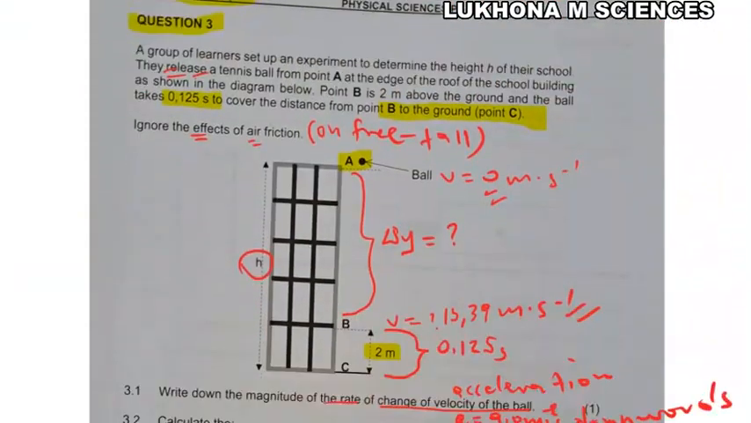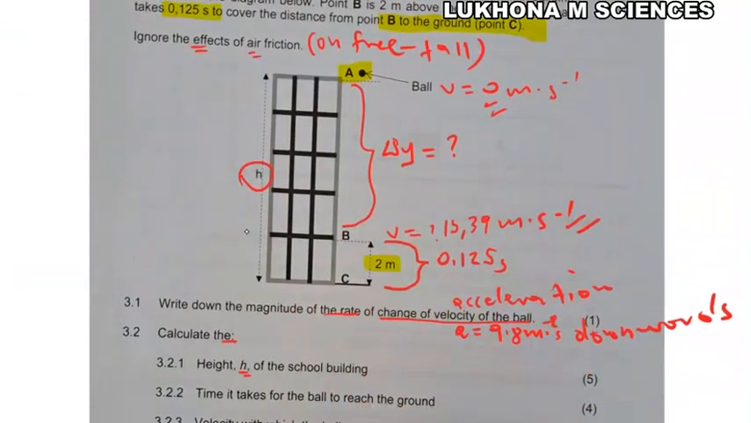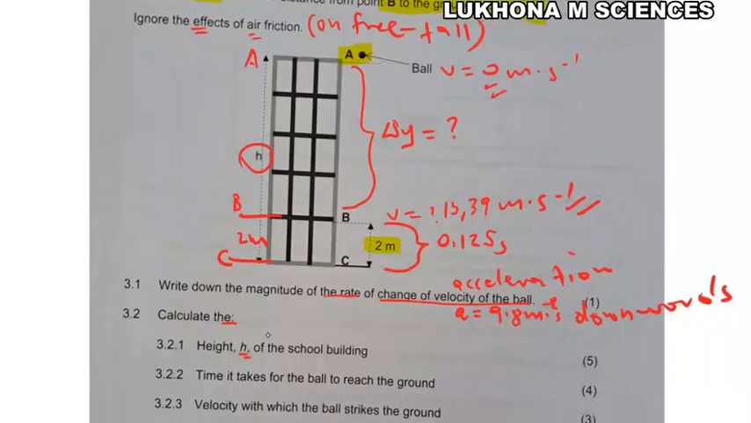Let's go back to the diagram. So the height is covered by AB plus BC. Then we know this one is 2 meters. So that is why we add that 2 meters. Then we get the height. Let's go to the second question. The second question says, calculate the time it takes for the ball to reach the ground.